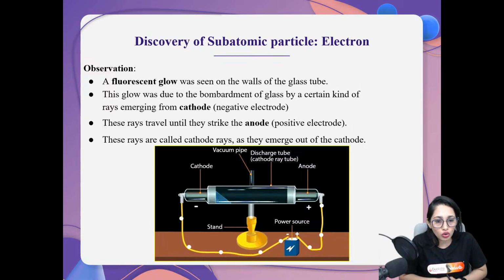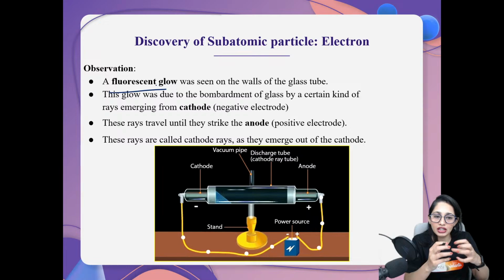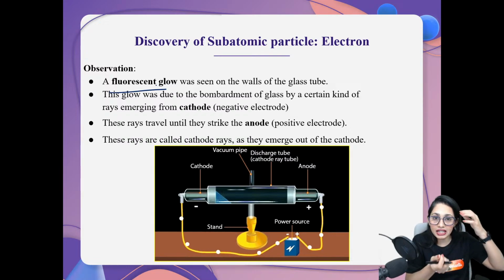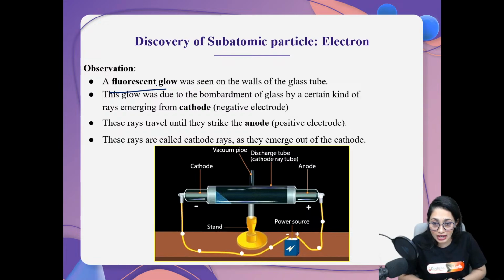A fluorescent glow was seen on the wall of the glass tube. What is this fluorescent glow? A shiny glow, as if somebody is passing a laser light. This glow was due to the bombardment of glass by a certain kind of rays emerging from the cathode. Cathode is the negative electrode, anode is the positive electrode.